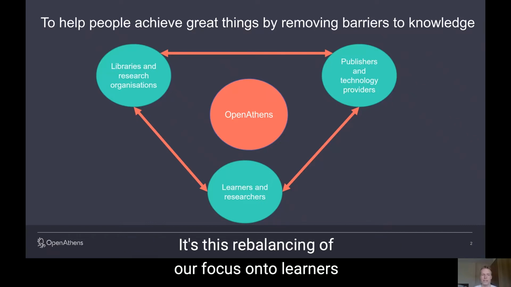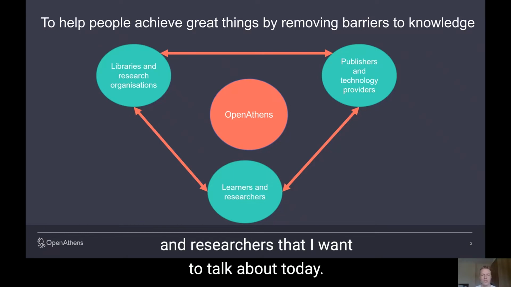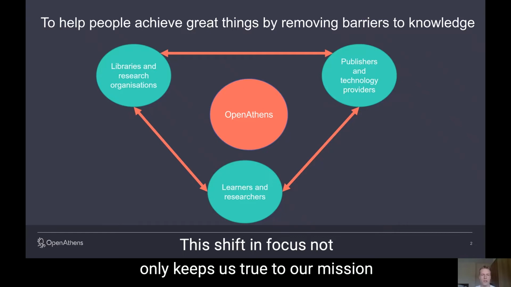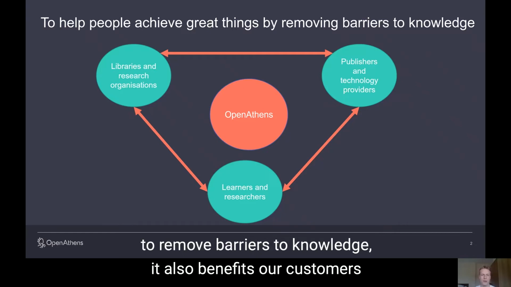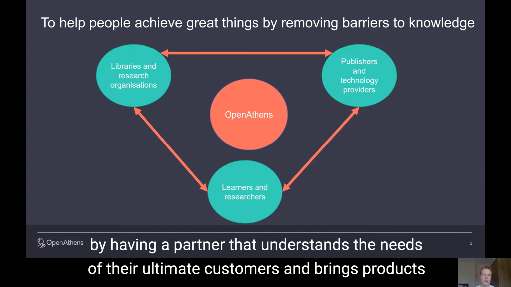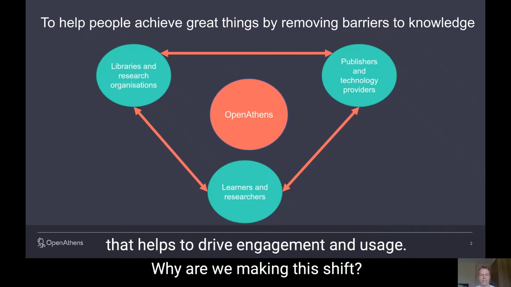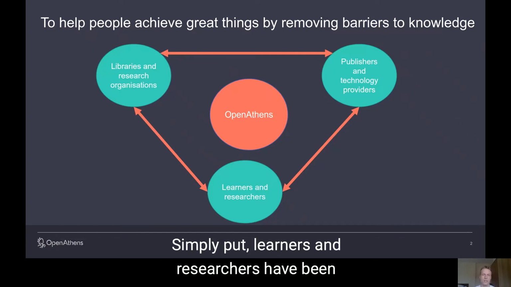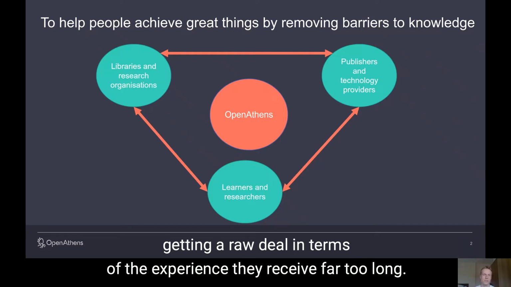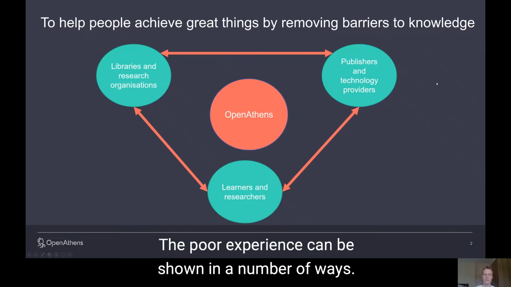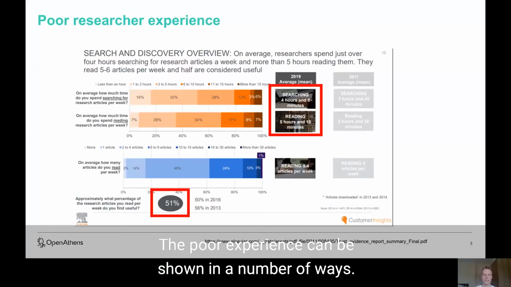It's this rebalancing of our focus onto learners and researchers that I want to talk about today. This shift in focus not only keeps us true to our mission to remove barriers to knowledge, but also benefits our customers by having a partner that understands the needs of their ultimate customers and brings products that help to drive engagement and usage. But why are we making this shift? Simply put, learners and researchers have been getting a raw deal in terms of the experience they receive for far too long. This poor experience can be shown in a number of ways.